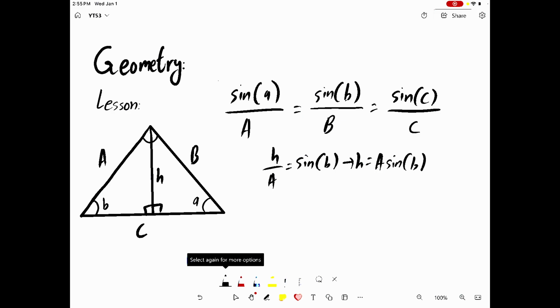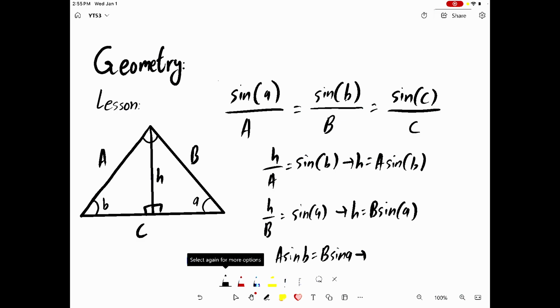And if you do that for the other side, you'll get h divided by b is equal to sine a. So h is equal to b sine a. Since these are both the same thing, you can just set them equal to each other. So a sine b is equal to b sine a. And all you have to do is rearrange to get sine b, not capital B, lowercase b, divided by b is equal to sine a divided by a. So that's one part of it.